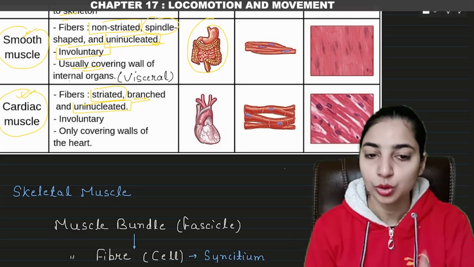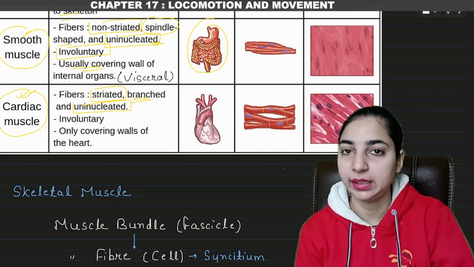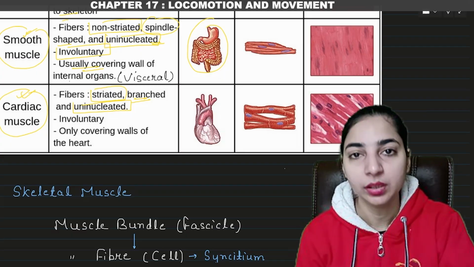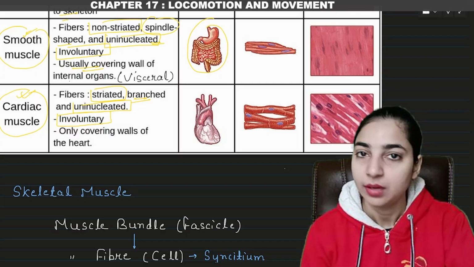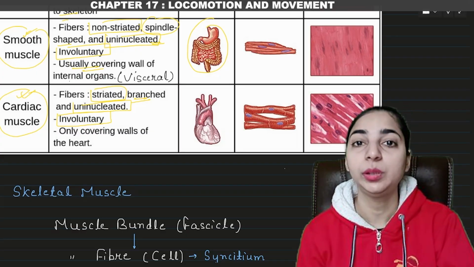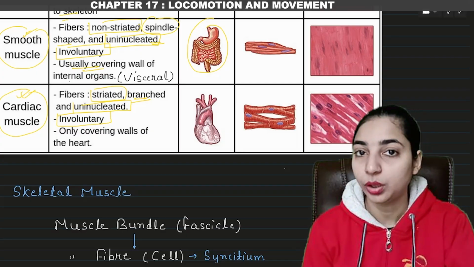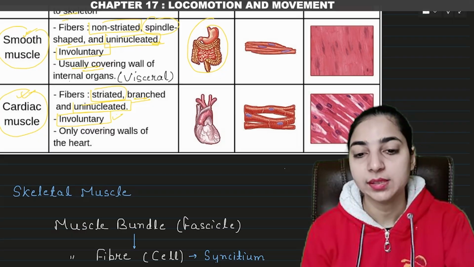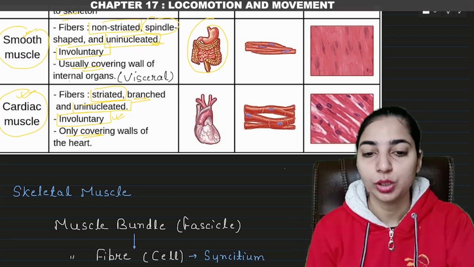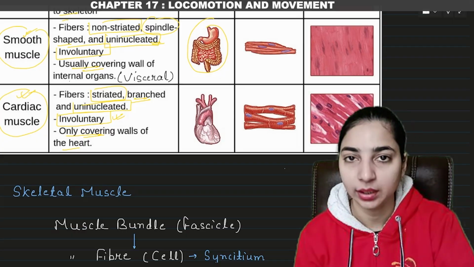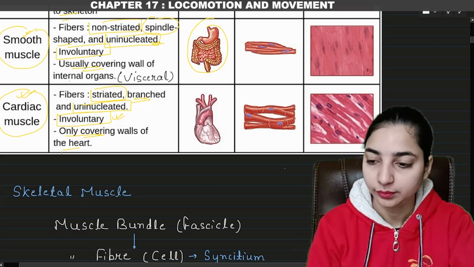So the cardiac muscle has some characteristics of the skeletal muscle and some characteristics of the smooth muscle, and these are also involuntary like the smooth muscles. We cannot control when our heart will beat, right? So the heartbeat is not under our control, so obviously this is involuntary. And these are present only in the walls of the heart, not anywhere else in the body.